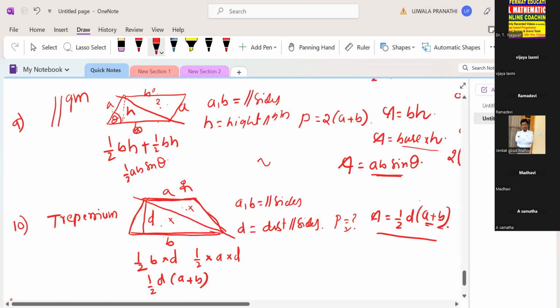Here A comma B are the parallel sides. D is the distance between parallel sides.